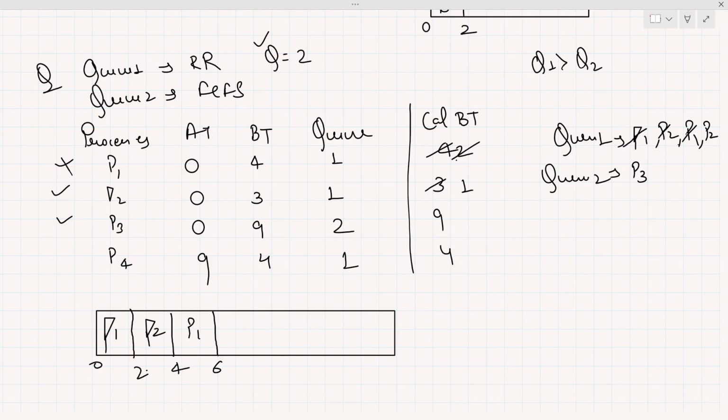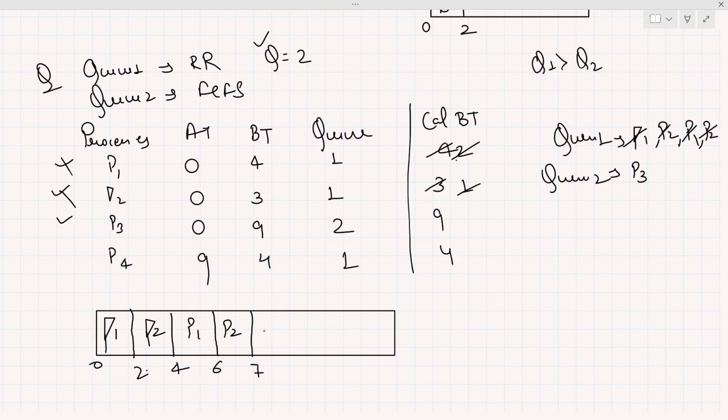After that, the process we have is P2, so P2 gets the CPU. The burst time for P2 is 1, so from 6 to 7 it executes and P2 is completed. After the completion, we have to check whether processes have come at 7. The answer is no. Then we check whether P2 is completed or not. P2 is completed. Now Q1 is empty. If there is no process in Q1, then we have to select processes from Q2.